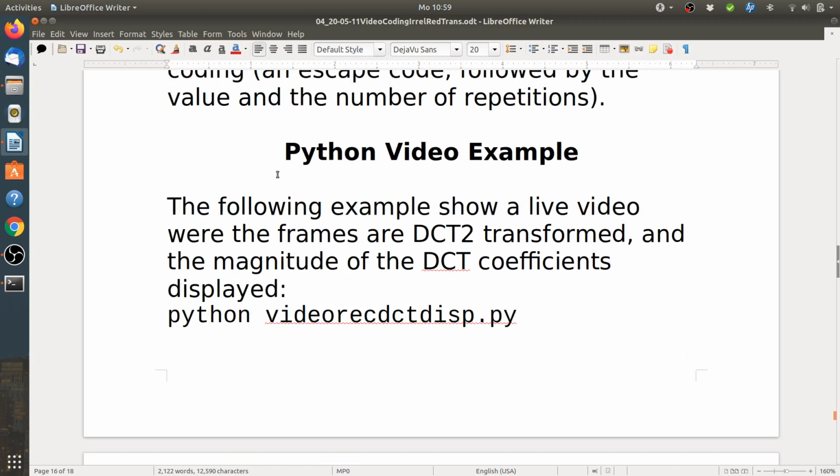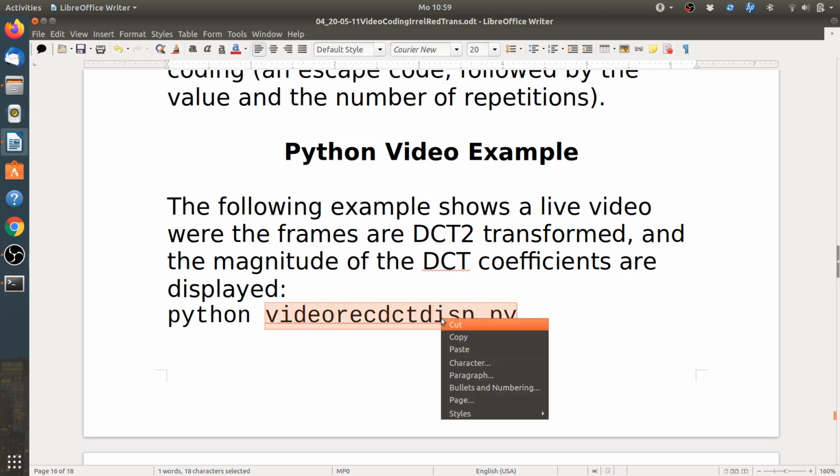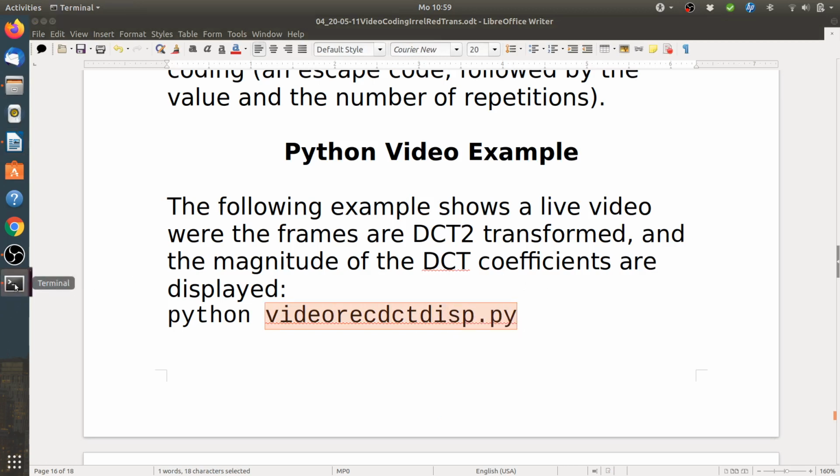Yeah, so here's a little Python video example. The following example shows a live video where the frames are DCT2 transformed and the magnitude of the DCT coefficients are displayed. So let's first take a look at it. So here's this video rec DCT disp copy. Let me open the terminal here.